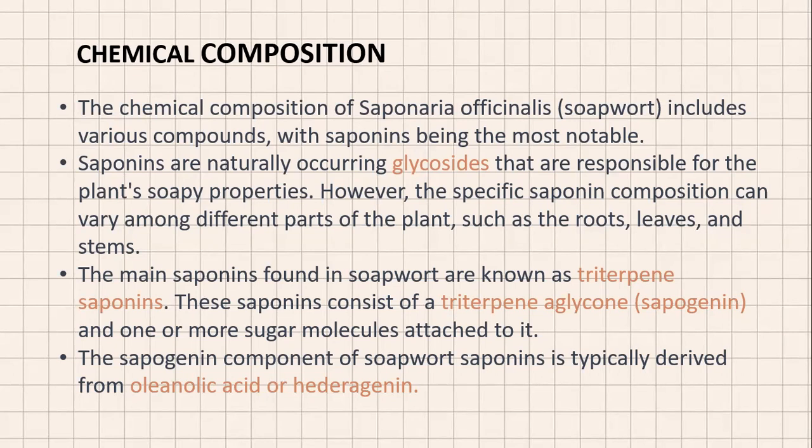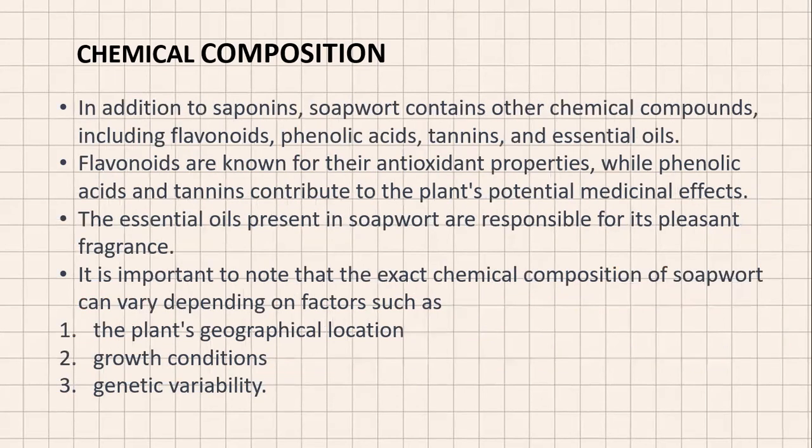The main saponins found in soapwort are known as triterpene saponins. These saponins consist of a triterpene, a glycone, and one or more sugar molecules attached to it. The sapogenin component of the soapwort saponins is typically derived from oleanolic acid and hydragenin acid. In addition to saponins, soapwort contains other chemical compounds including flavonoids, phenolic acids, tannins, and essential oils.